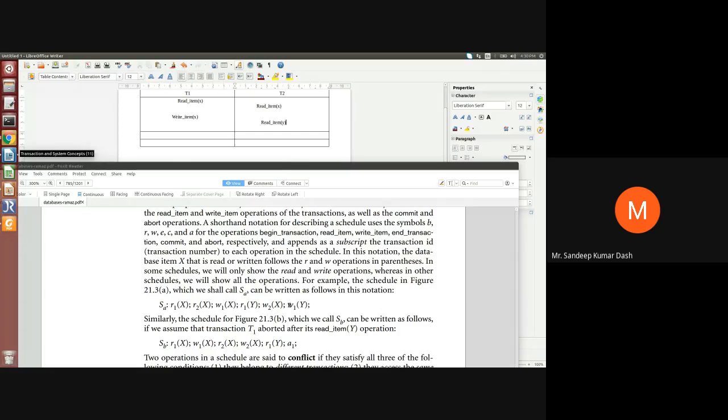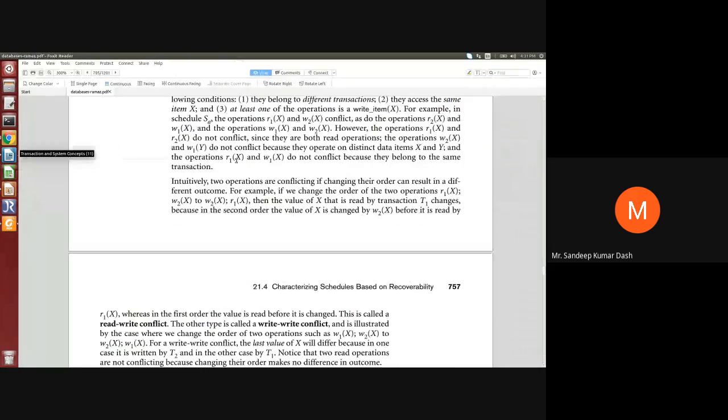Now can you represent this in terms of this table, or will there be any problem? If there would have been an R3Y, that means a third transaction would be reading the data item Y. Sometimes in some of the books, you will also find there is no mention of the item. It will be written only read X or write X, like that. That is also one of the notations.